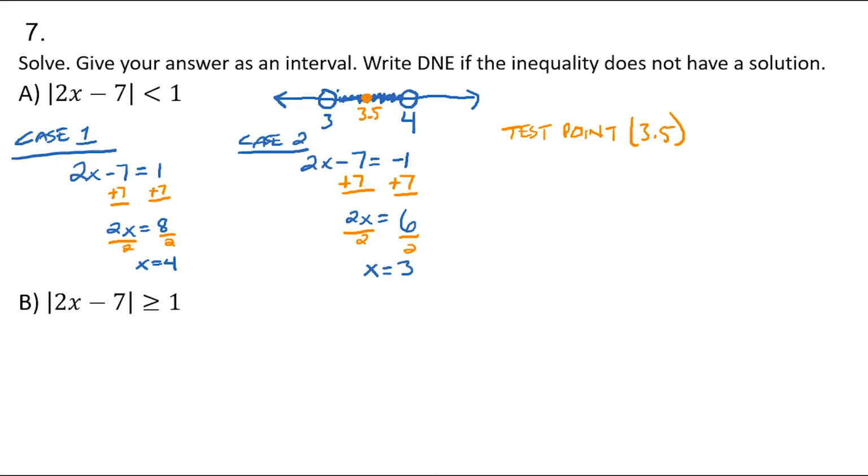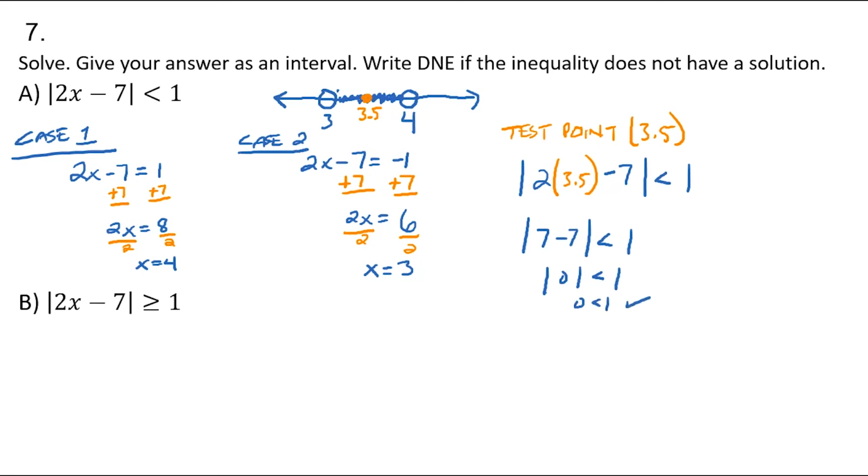So when I go to test this out, it's the absolute value of 2 times 3.5 minus 7, absolute value, less than 1. If I've done this correctly, I should get a true statement. So let's see, 2 times 3.5, that is 7. So 7 minus 7 is 0, and the absolute value of 0 is 0, and this does check out that this is a true statement. My test point worked. So that means that my solutions are all the numbers that are greater than 3 and less than 4. So when I write that in interval notation, I get (3, 4).